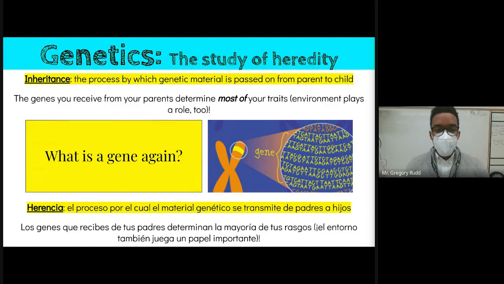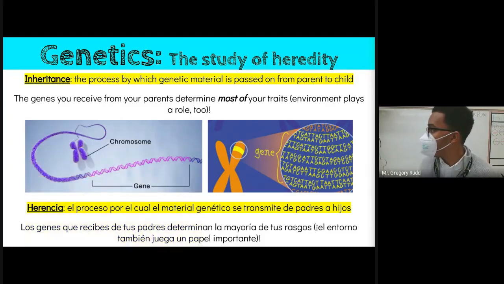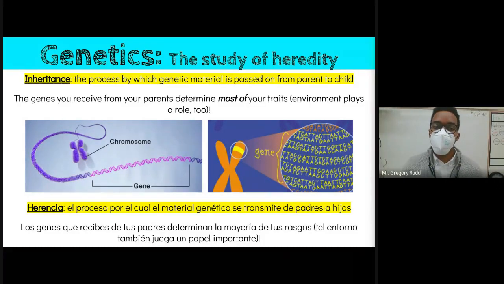Then, of course, we remember from earlier units that a gene is just a section of DNA. So, of course, we've got all this DNA inside of our cells. And within that DNA, we've got about 30,000 different genes. Okay, so a gene is just a small section of DNA.